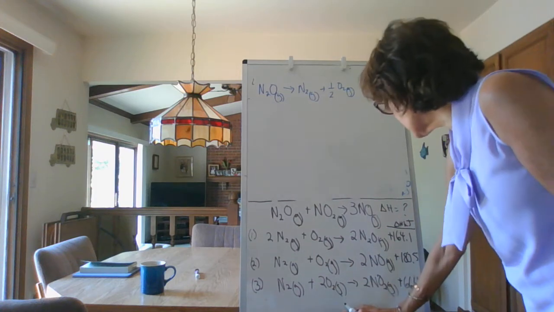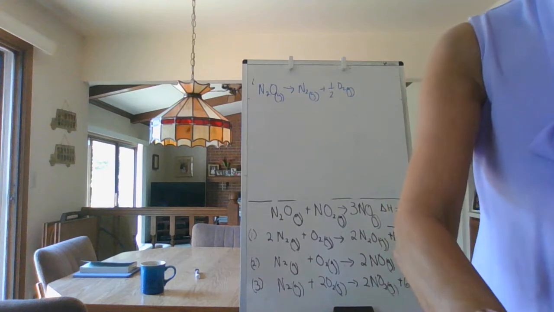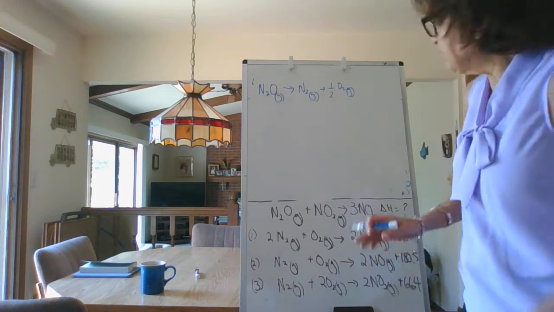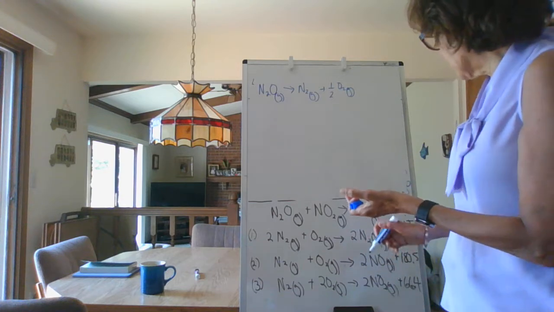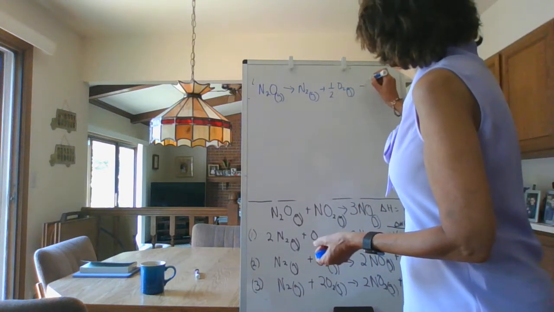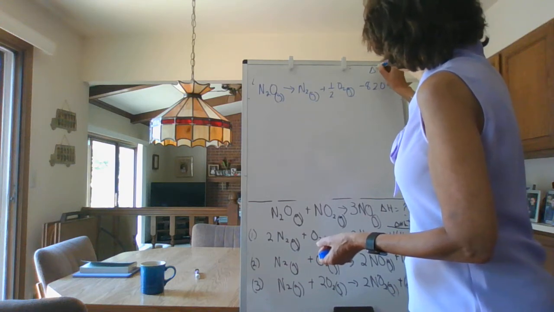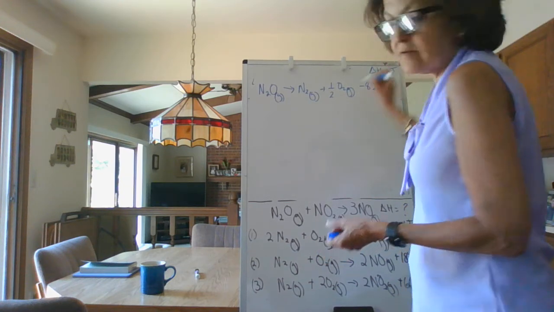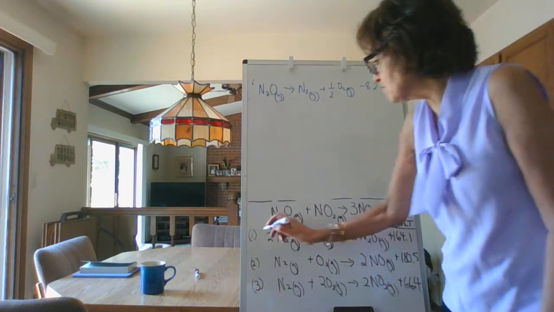So I have to do the same thing to this plus 164.1. Plus 164.1 flipped becomes negative. Divided by 2, it's negative 82.05. So this is the delta H in kilojoules. Okay, that's the first one. Good, I'm done with this one.